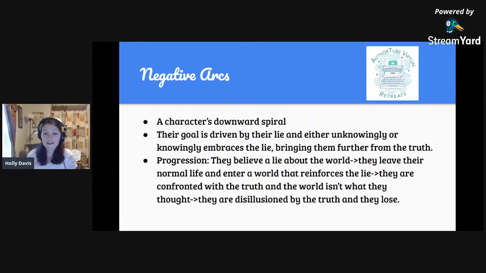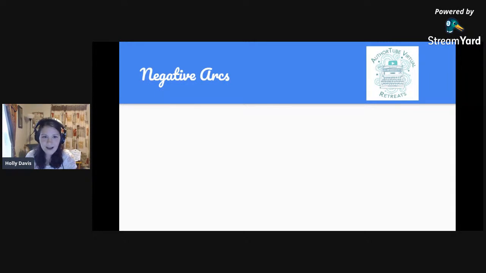So their arc is obviously that downward spiral. They are not accepting the truth. They refuse to change, essentially. And I mean, they're changing for the worse. Oh, I have more about negative arcs. Oh, yeah, so I already said this. So usually villains and antagonists have negative arcs.